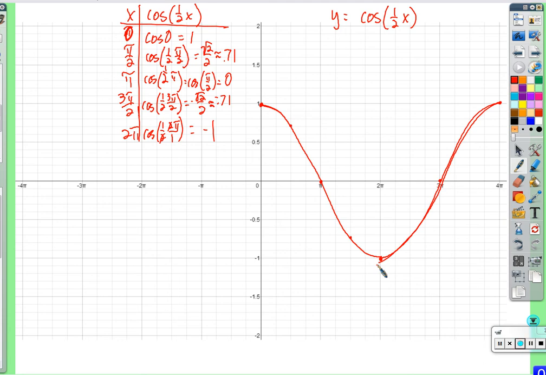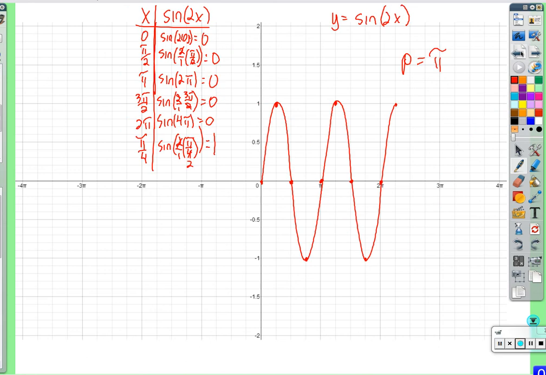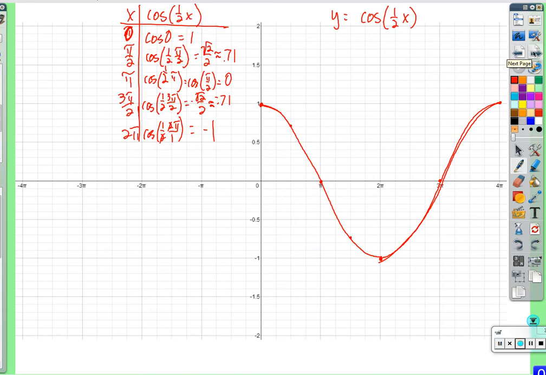So multiplying x by 2 made the period smaller. I'm referencing this one right here. Made it half as big. And this one made it twice as big. There seems to be some kind of inverse relationship here. Yeah.